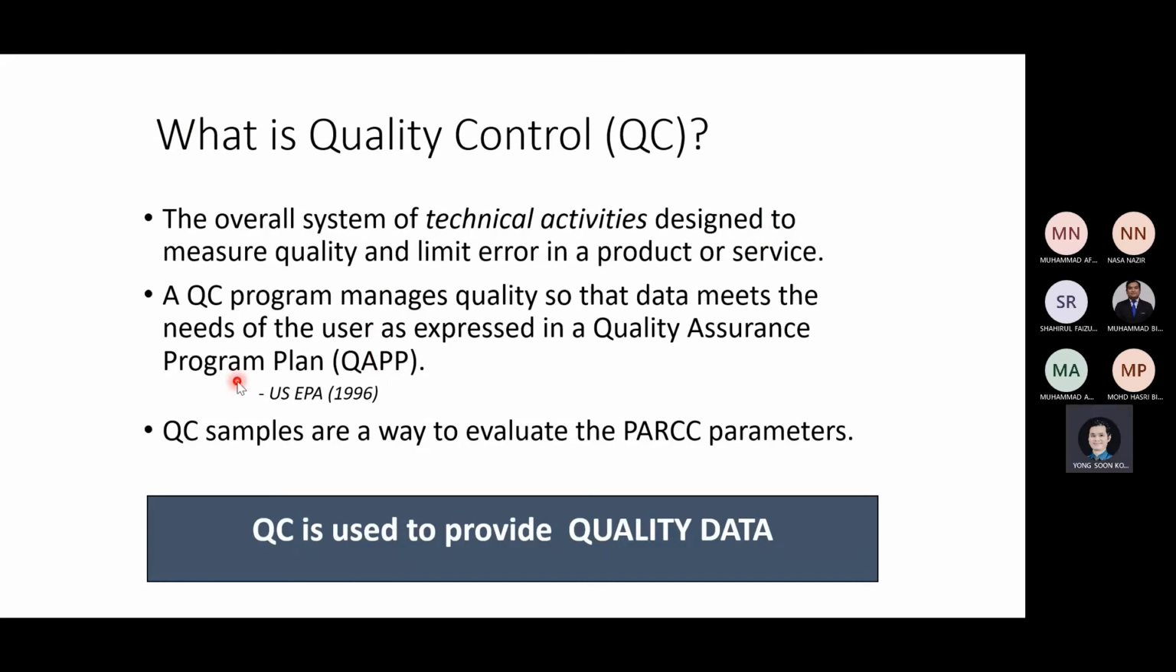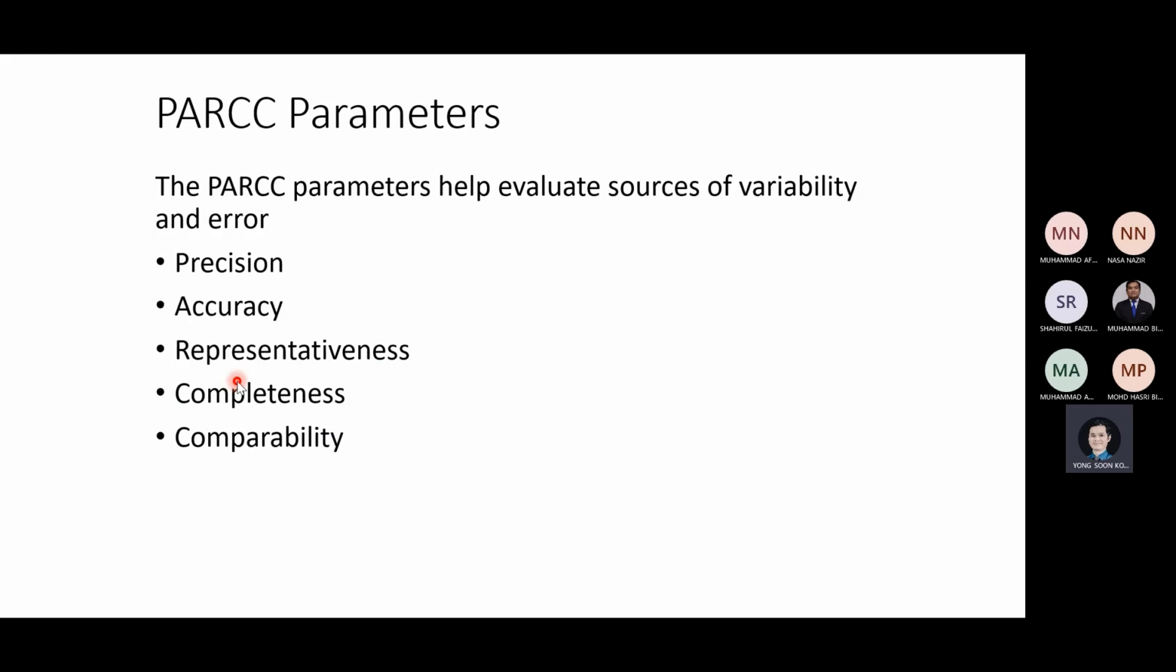So quality samples are a way to evaluate the PARCC parameters. So you might ask, what is that? These are the PARCC parameters, which are precision and accuracy and some others. But I think I don't need to explain what precision and accuracy are. I think this has been learned since secondary school, so I will skip. Perhaps you haven't heard about representativeness, completeness, and comparability. Now, these are the parameters that will be in place aside from precision and accuracy to define how reliable our data is, coming from the QC procedures.